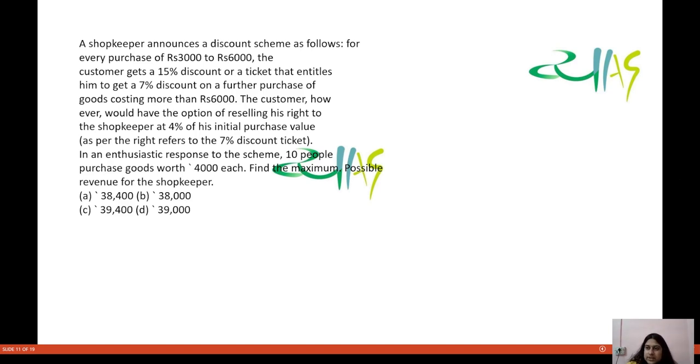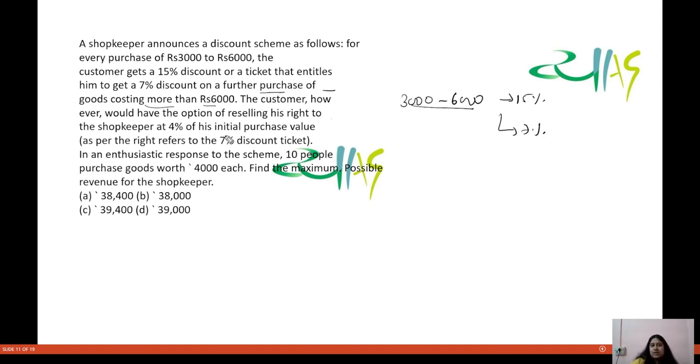See, look at this question, guys. What this question is saying is that people are purchasing from a shopkeeper and he is giving some discounts. And what kind of discount is he giving? For 3,000 to 6,000 rupees purchase, the customer is getting a 15% discount, or a ticket that entitles him to get a 7% discount.